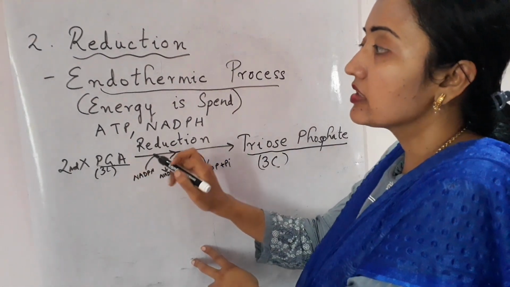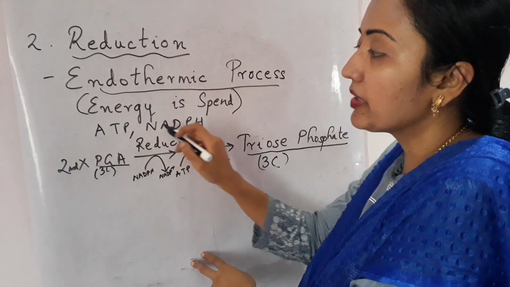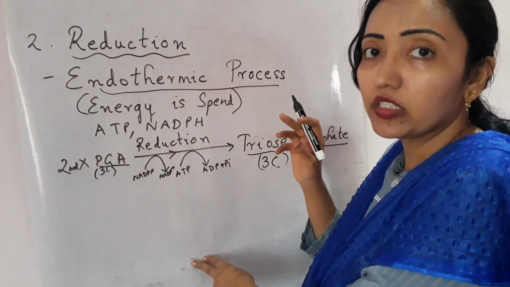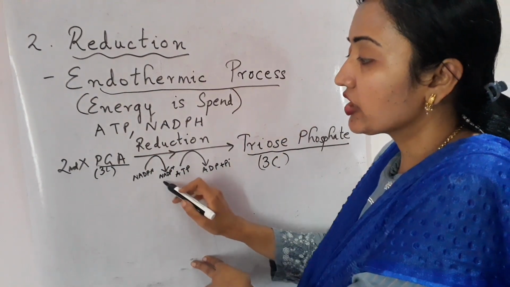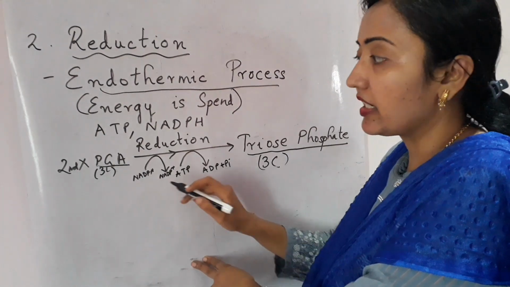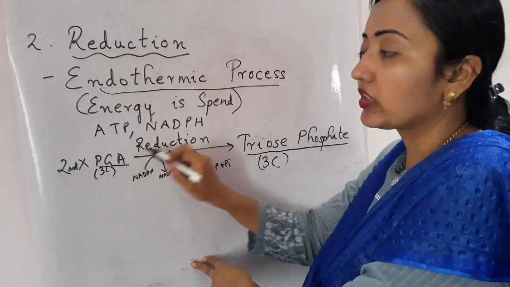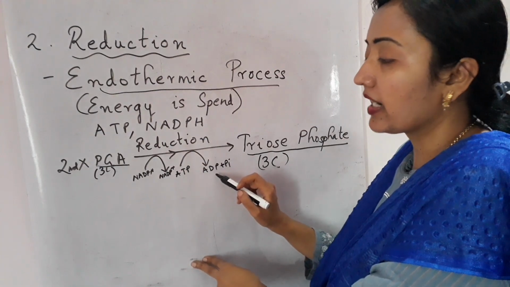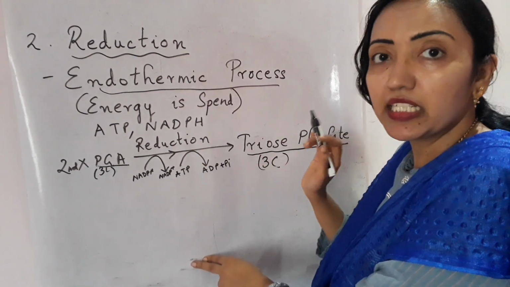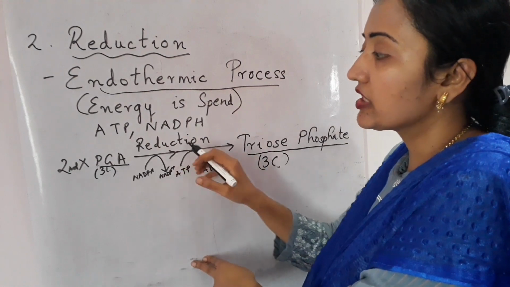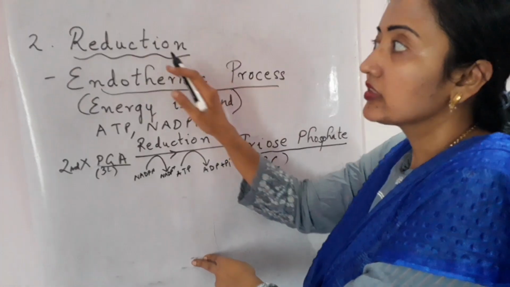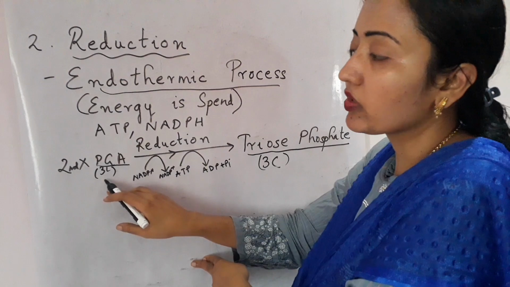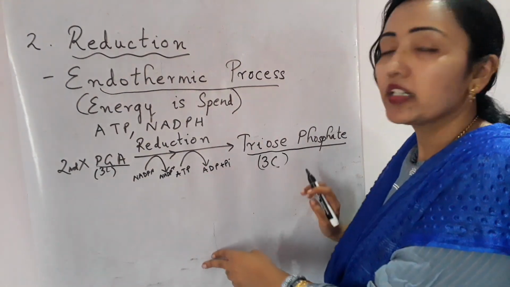In this process, energy is spent: ATP and NADPH are broken to give energy. NADPH is broken to give NADP plus electrons, which are taken for this reaction. ATP is broken to ADP plus phosphate, and energy is released, which is taken for this process. So this is a reduction reaction in which phosphoglyceric acid is reduced to triose phosphate.